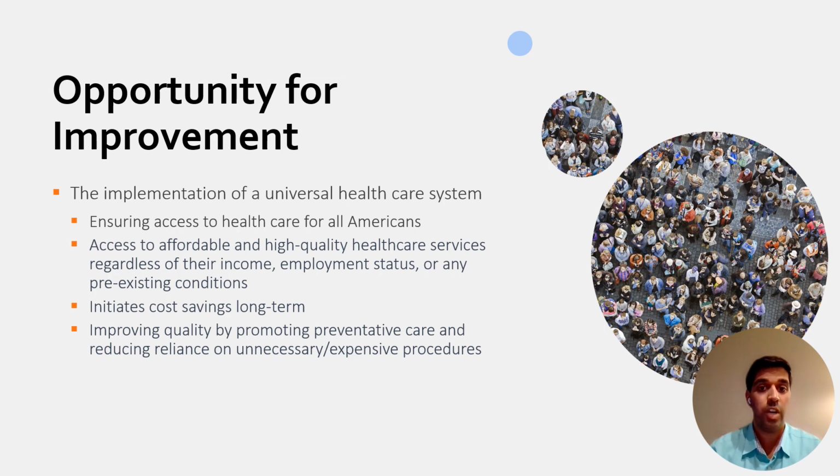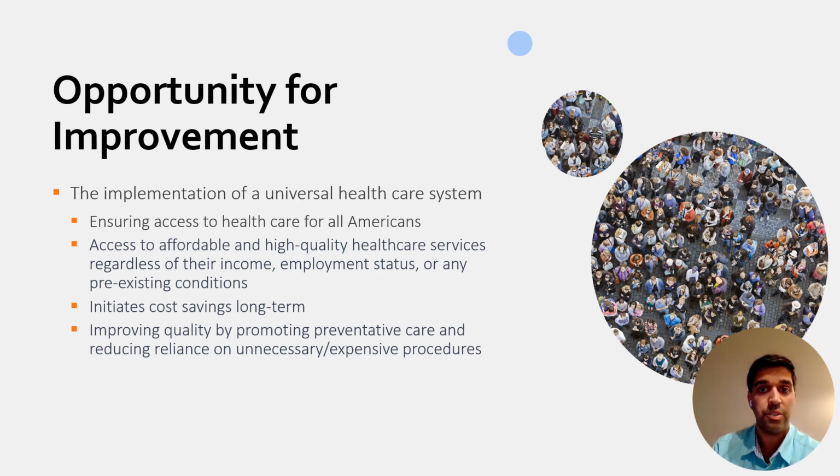This would help address the issue of limited access to healthcare services, particularly for individuals who are uninsured or underinsured. In addition, a universal healthcare system could also lead to cost savings in the long run. By pooling healthcare resources and negotiating prices with healthcare providers and pharmaceutical companies, a universal healthcare system could lower the overall cost of healthcare in the U.S. This could help to address the issue of high healthcare costs that only continue to rise, which is a major concern for a majority of Americans.